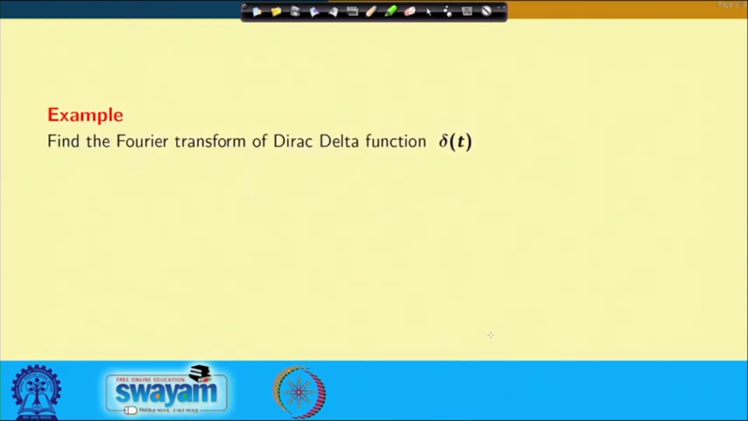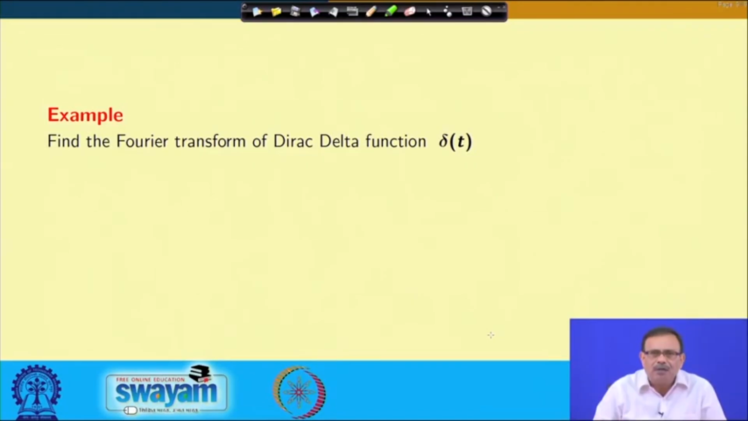Next, find the Fourier transform of the Dirac delta function delta t. If you remember, the Dirac delta function we have already defined when we used the Laplace transform. When we were studying the Laplace transform, the Dirac delta function was fully defined, and then we found the Laplace transform of a Dirac delta function. Now, let us see what the Fourier transform of the Dirac delta function is.